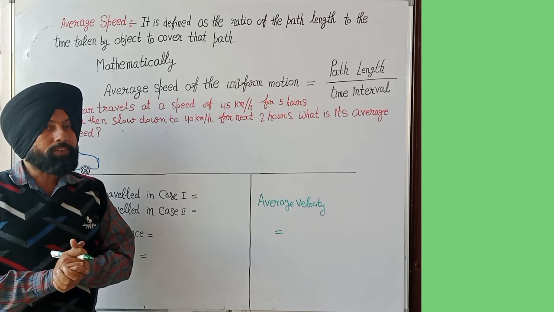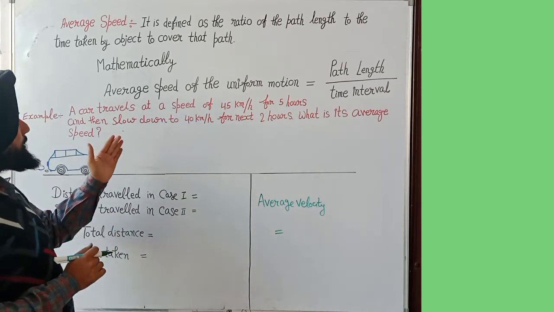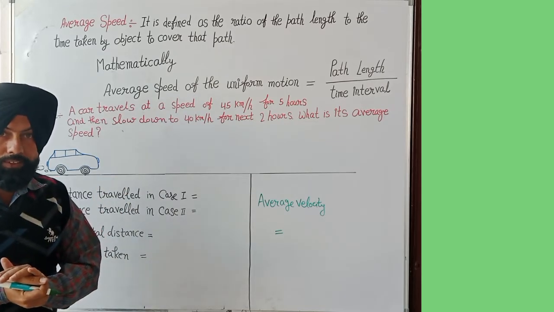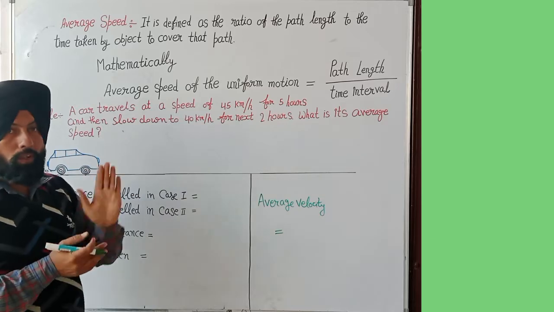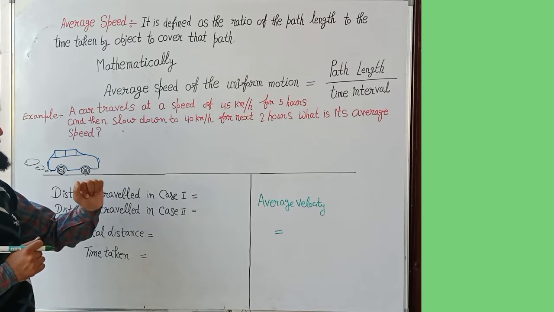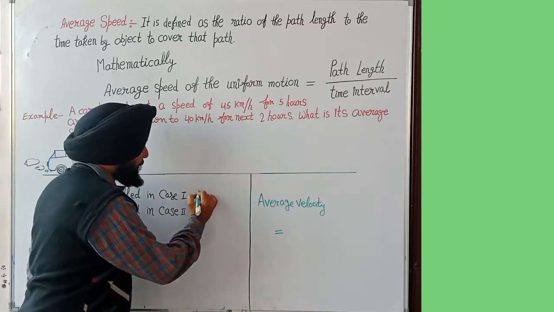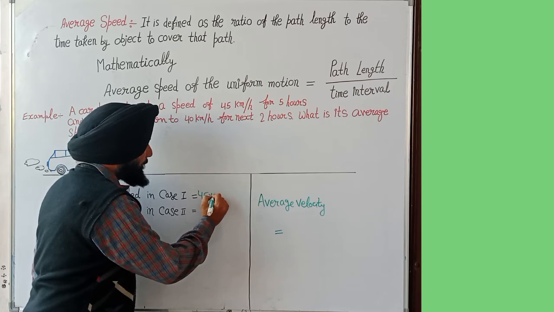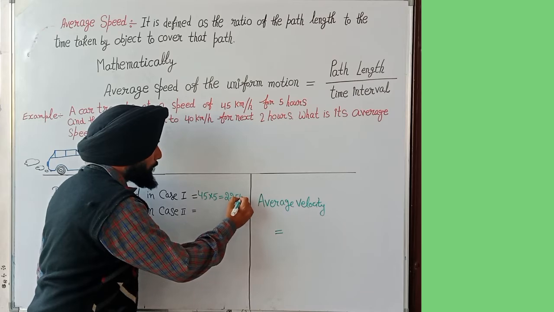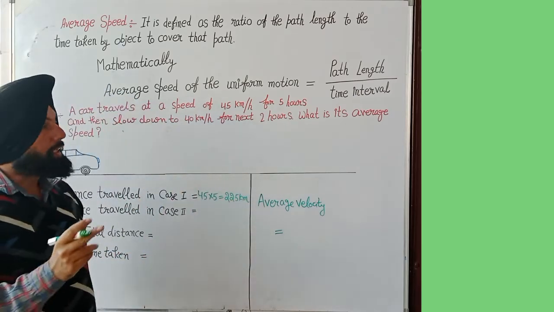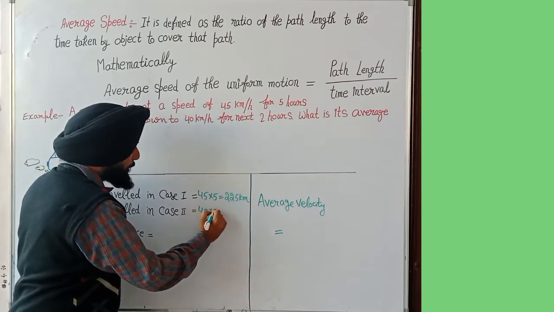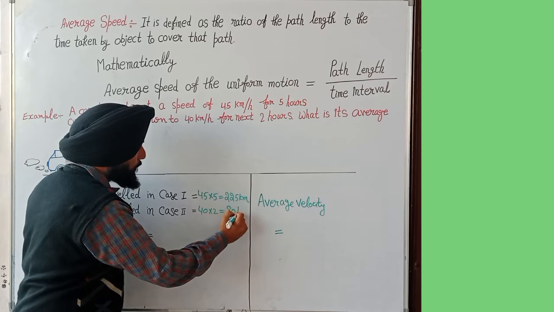Now students, we will first find the distance covered by the car for the first 5 hours and after that for 2 hours. So the distance traveled in the first case is 45 multiplied by 5, and it becomes 225 kilometer. In the next case, 40 multiplied by 2, it's 80 kilometer.